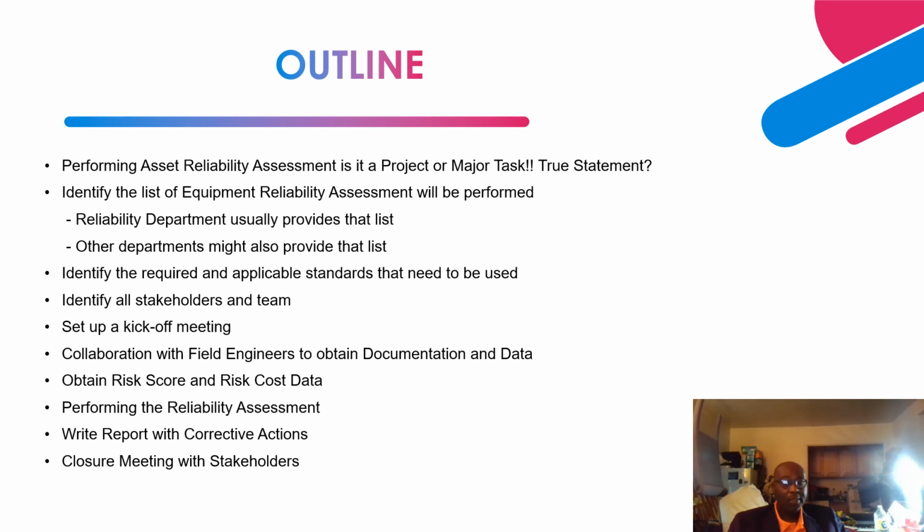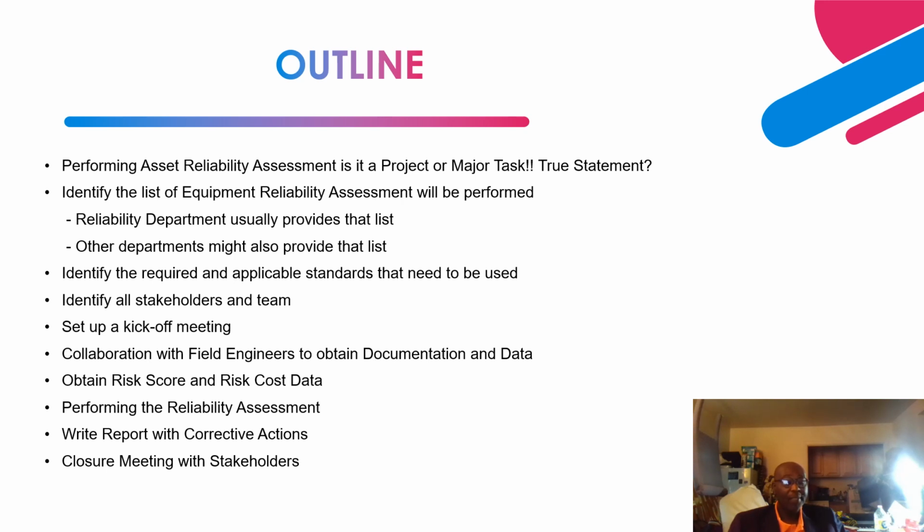Next, on this slide, I will talk about the outline of my presentation. The first thing we'll talk about is performing asset reliability assessment. Is it a project or a major task? Based on the analysis that we'll see on the slide, we'll come to a conclusion whether we are performing a project or implementing a major task.